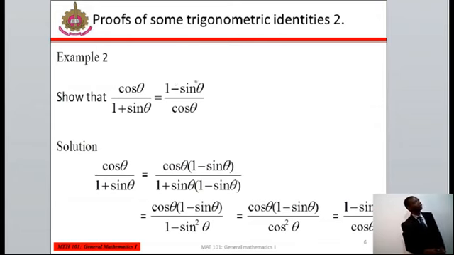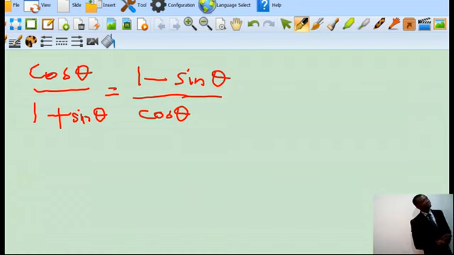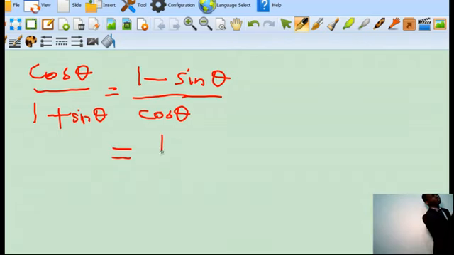Similarly, you can also prove this trigonometric problem, as you can see on the slide. Cos theta divided by 1 plus sin theta is equal to 1 minus sin theta all over cos theta. In this type of problem, what you need to do is to substitute and make some manipulations in order to arrive at the required solution.